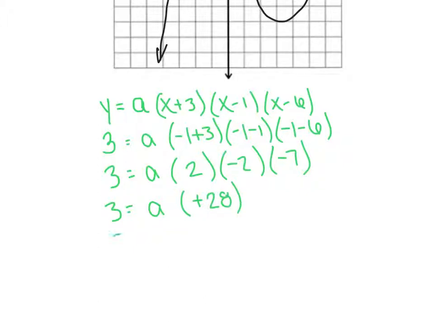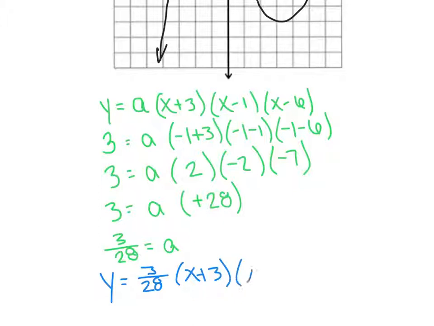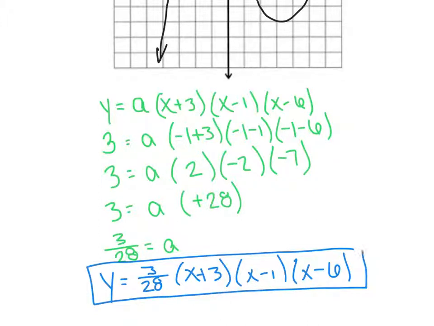Divide that over. So 3/28 is a rather unsettling number, but it's the correct number nonetheless. So the exact equation that I'm writing is going to be 3/28 times the quantity x plus 3 times the quantity x minus 1 times the quantity x minus 6. And this is what I consider my final answer. If we had more time, we could always graph this equation on the calculator just to confirm that it shows us the same graph that was given to us.